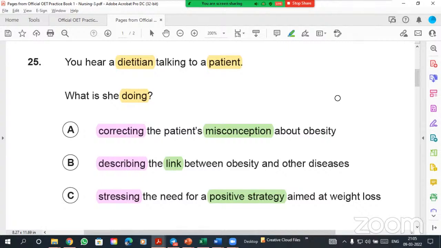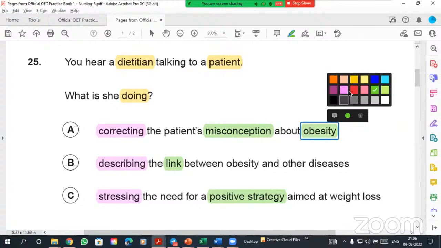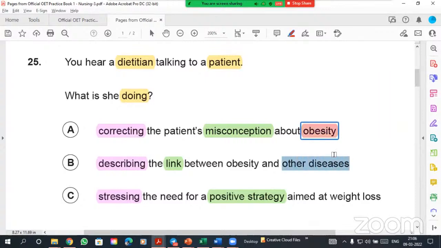So misconception, negative. Positive strategy, positive. Link, neither positive nor negative, but general. So first one is negative, last one is positive. Link is neither negative nor positive. It's just a fact. So like that. Right. Here, obesity is important. And here other diseases are important. Here weight loss is important.